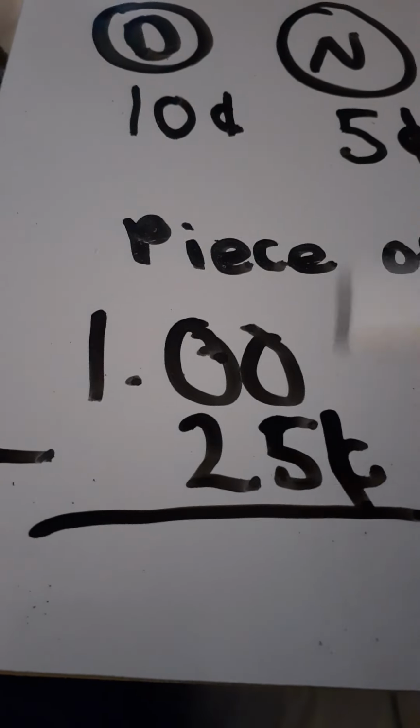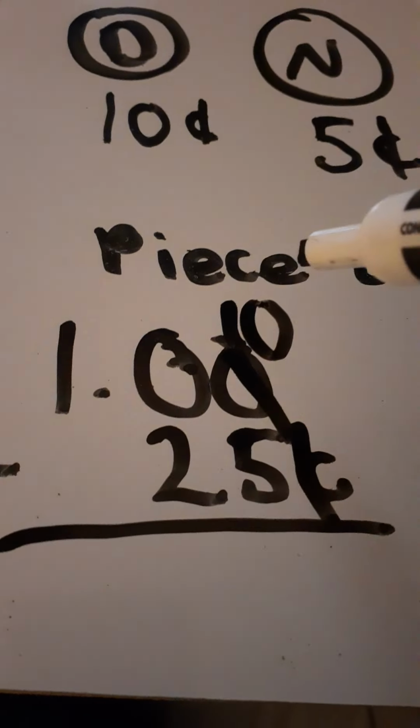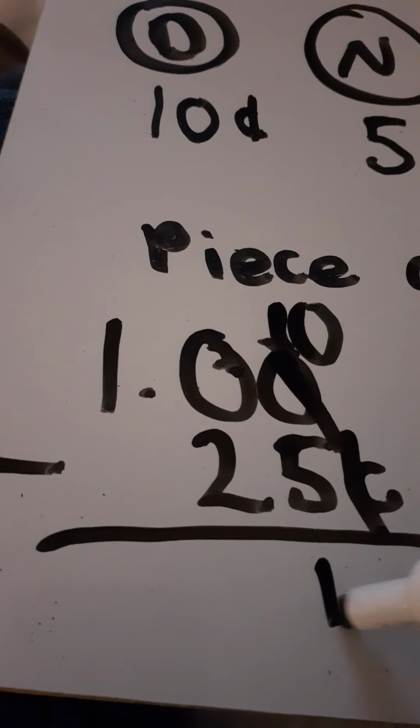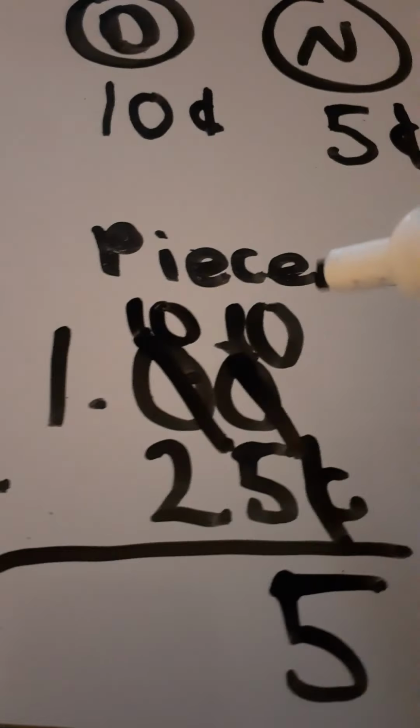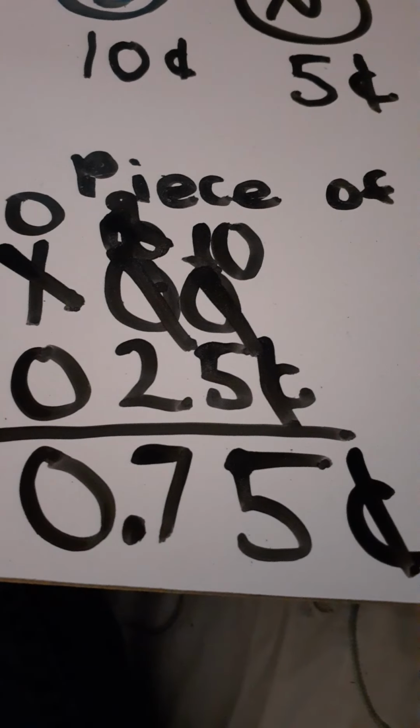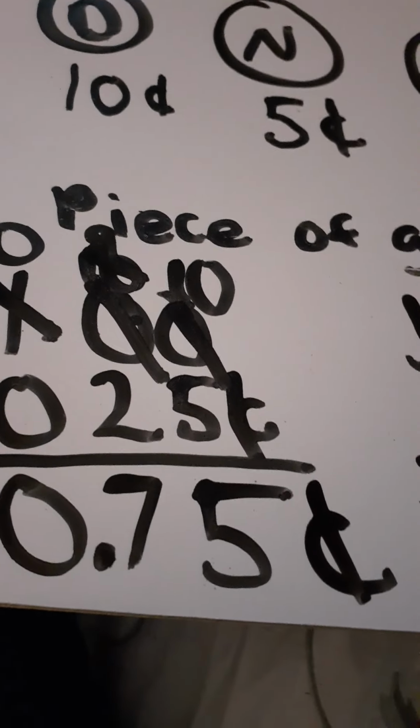0 minus 5. We can't do that. So we have to borrow, make the 0 a 10. 10 minus 5 is 5. Then we already did the 10, so we need to make it a 9. 9 minus 2 is 7. And 0 minus 0 is 0. So 75 cents. We would get 75 cents back. Now I'm going to show you we're going to do another example.